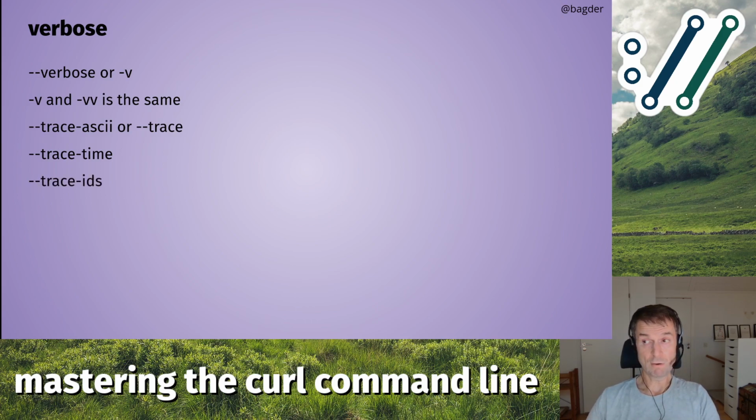And then a recent newcomer in the family is the trace IDs. That's also another prefix to the verbose output lines that outputs the prefix for the transfer ID and connection ID to help you identify which transfer and which connection different verbose logging lines concern. Try them out. You'll see the trace IDs are particularly good when you do parallel transfers.